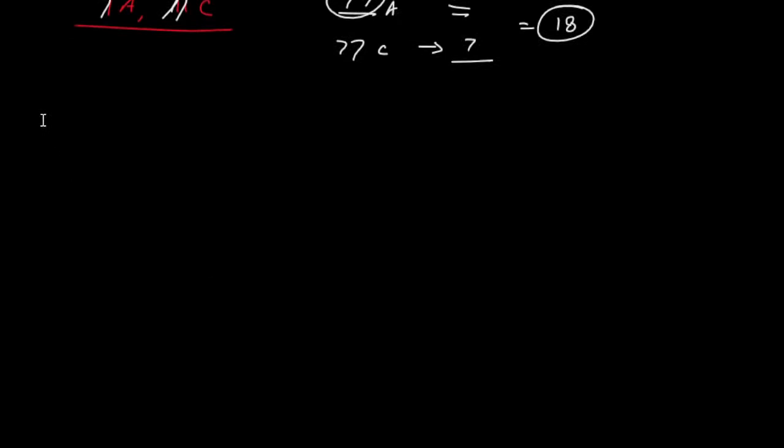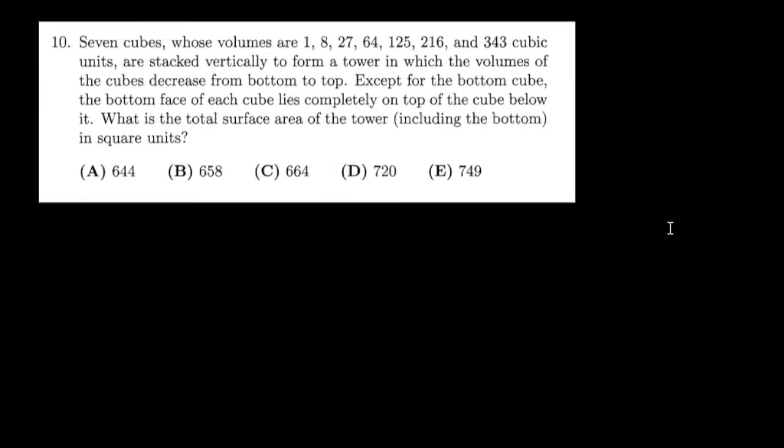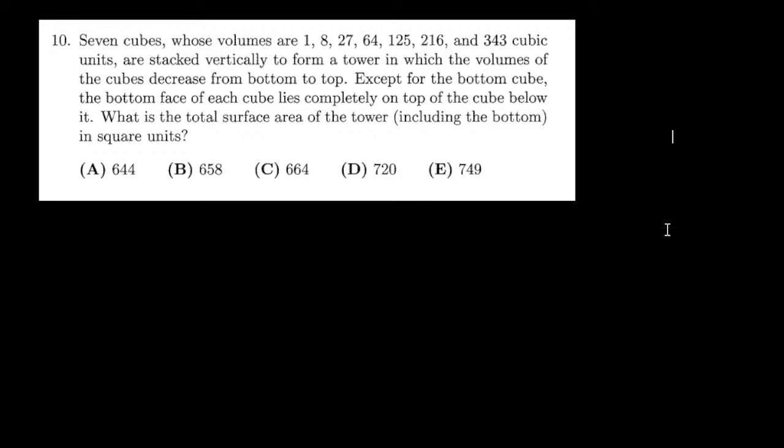Okay, now I will see this question number 10. So question number 10 is 7 cubes whose volumes are 1, 8, 27. Okay, these are cube numbers whose volumes are given, are stacked vertically to form a tower in which the volume of the cube decreases from bottom to top, except for the bottom cube, the bottom face of each cube lies completely on top of the cube below it. What is the total surface area of the tower in square units?